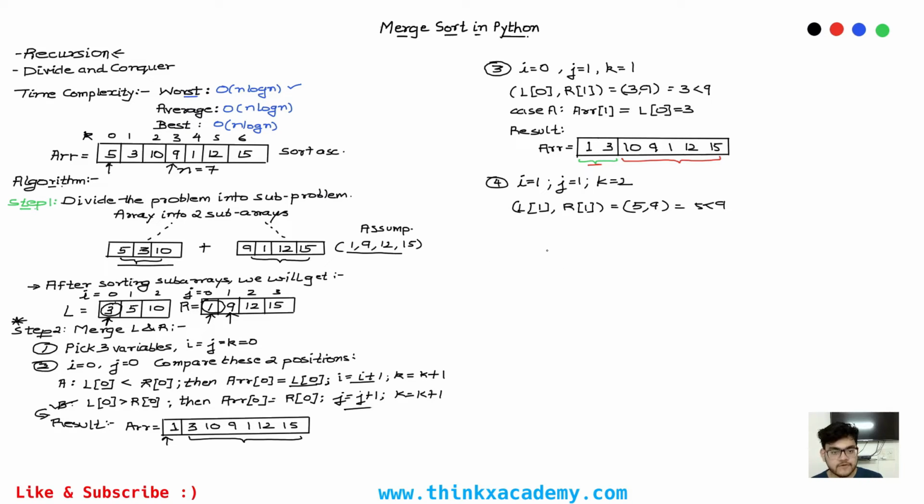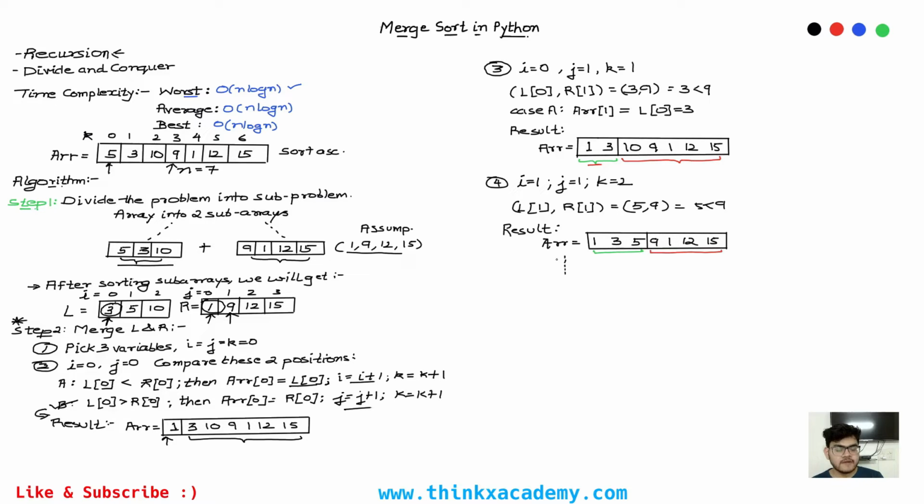So let's take a look at the resultant array. Now you can see that the resultant array has 1, 3, 5, and this is sorted in green. 9, 1, 12, 15 is red, and it is not sorted. So this will keep going on like this, and the algorithm will work like this.